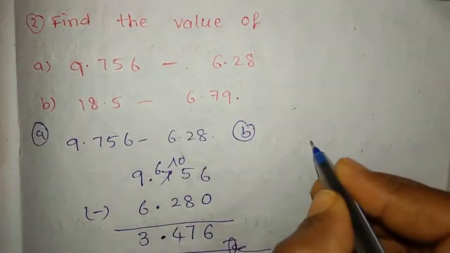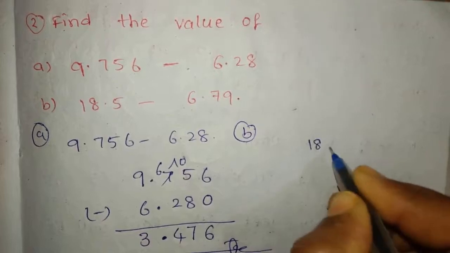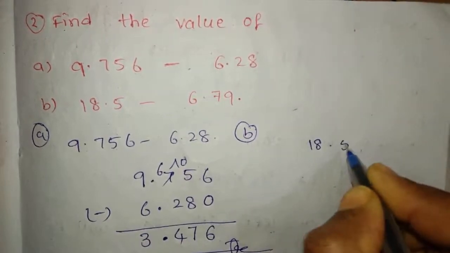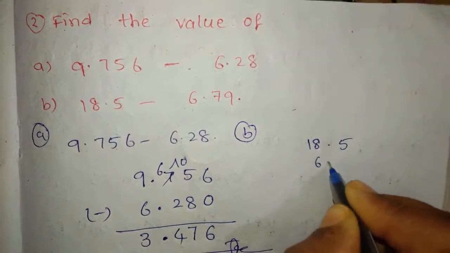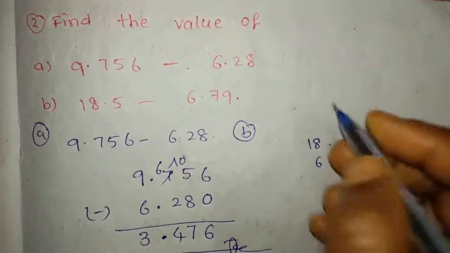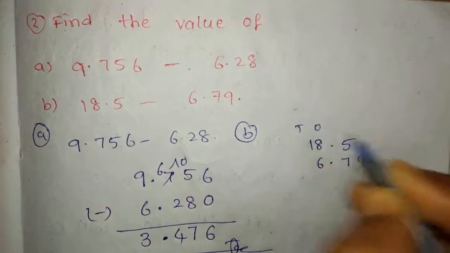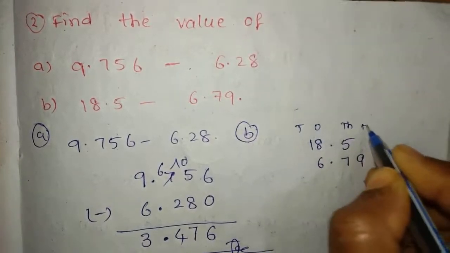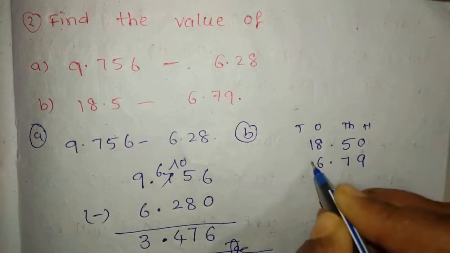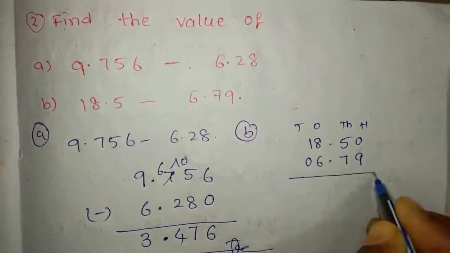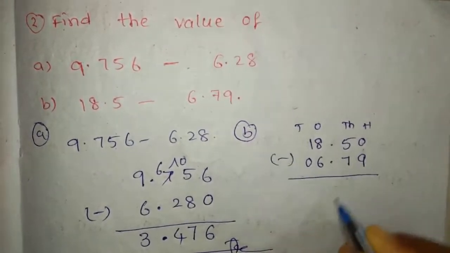Okay, now (b), that is 18.5 minus 6.79. Here also we write the bigger number first, then below it the smaller number. That is 18.5 minus 6.79. Here the place values are tens, ones, tenths, hundredths. Here there is no digit, so we keep a 0, and here also we keep a 0.